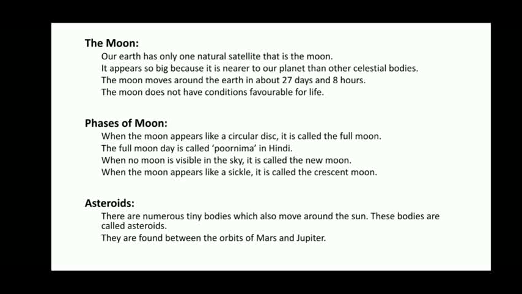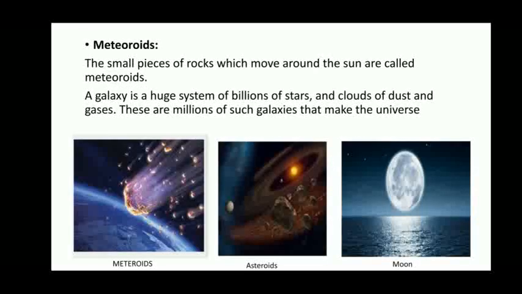The asteroids are tiny bodies which move around the Sun. They are found between the planets Mars and Jupiter. The small pieces of rocks which move around the Sun are also called meteoroids. A galaxy is a huge system of billions of stars and clouds of dust.